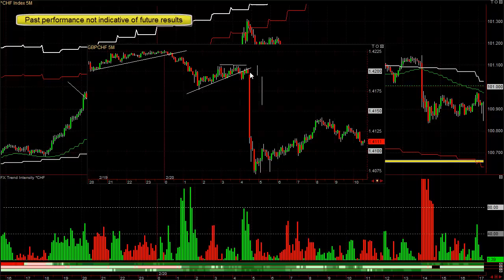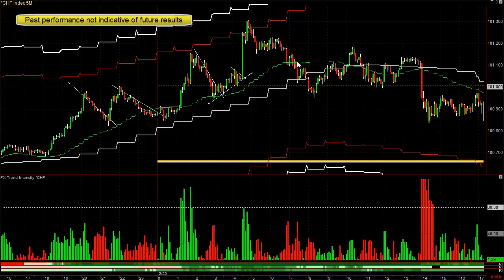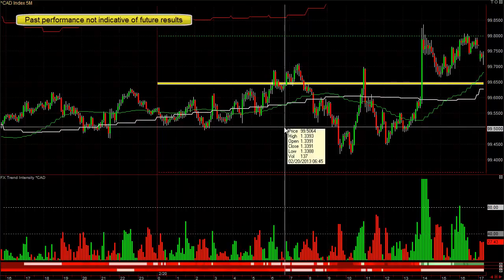So when you're watching this and you see the Swiss just go up, it's up near the upper bands, it's got incredible strength, you're going to hang on a little bit and probably catch another 30 or 40 pips in this particular example. Let's look at the CAD.